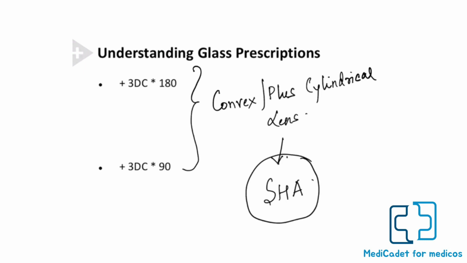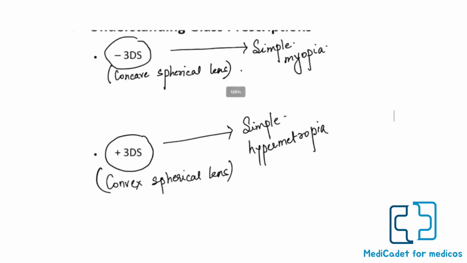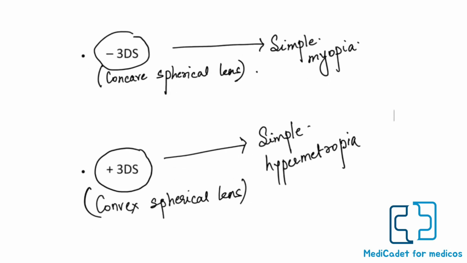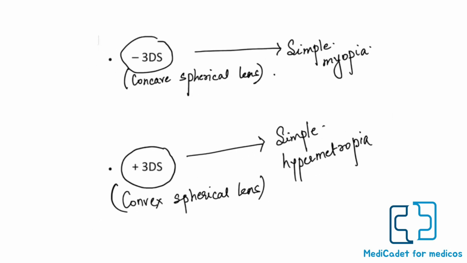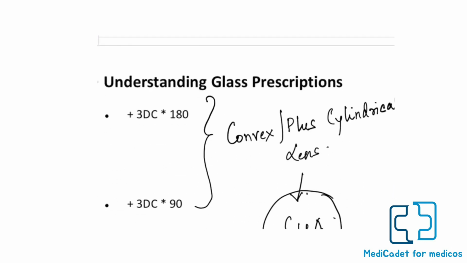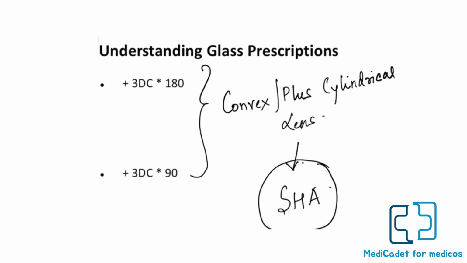So I'll just quickly go over what we have done so far. What did we learn? If you have a minus sphere or a concave sphere, it is simple myopia. If you have a plus sphere or a convex sphere, it is simple hypermetropia. If you have a minus or a concave cylinder, it is SMA. And if you have a plus, that is a convex cylinder, then it is SHA. Right? So I hope up to here is clear to everybody.